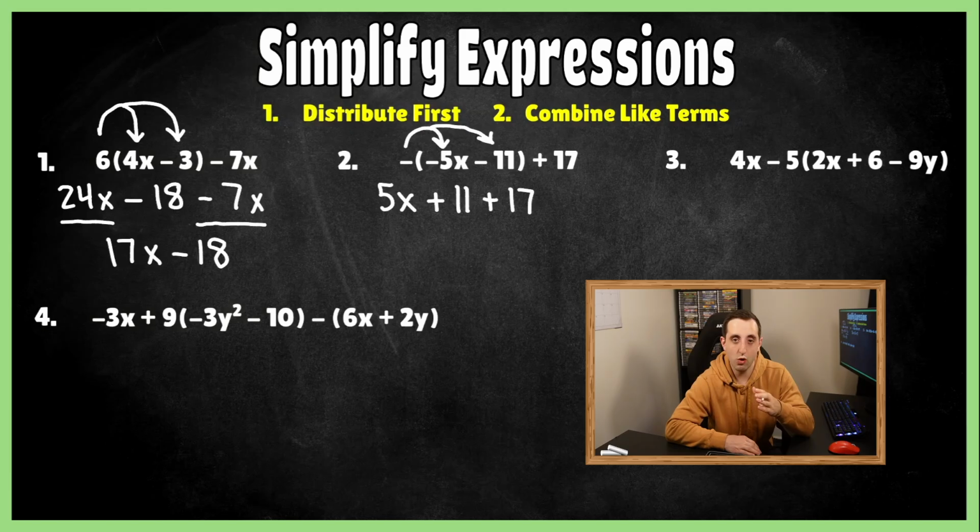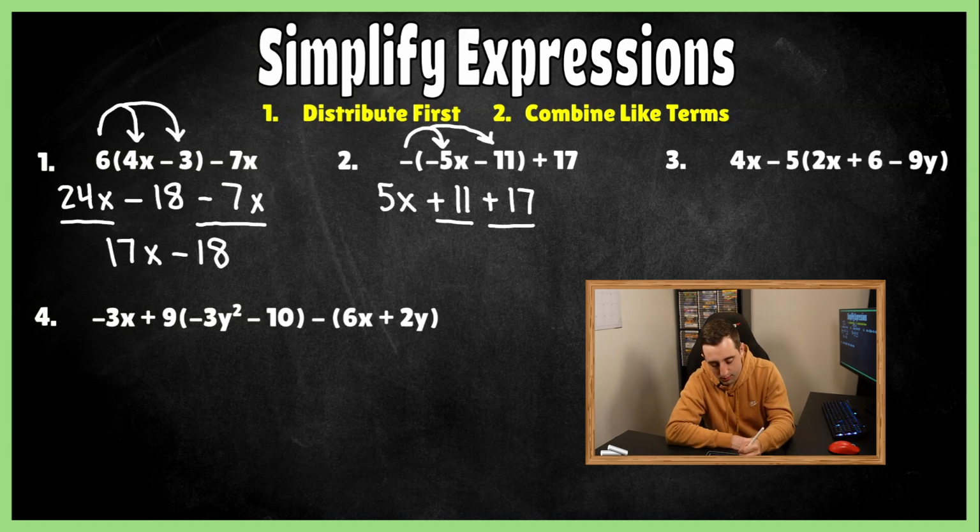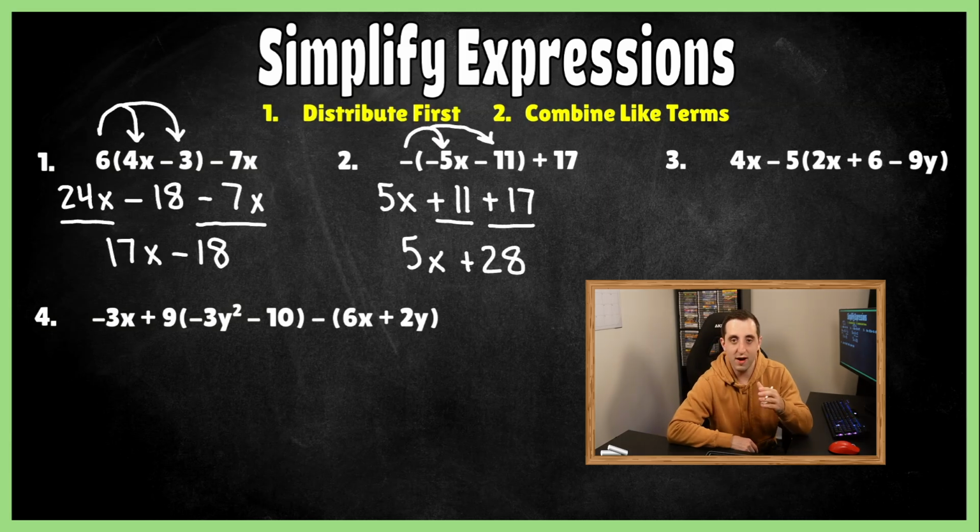And now we check to see, well, can we combine any like terms together? And this time we can with our constants, or just our numbers that are by themselves. So 5x is just going to be brought down because you can't combine it with anything. And 11 plus 17 is going to give us 5x plus 28 for our final simplified expression for number 2, right?